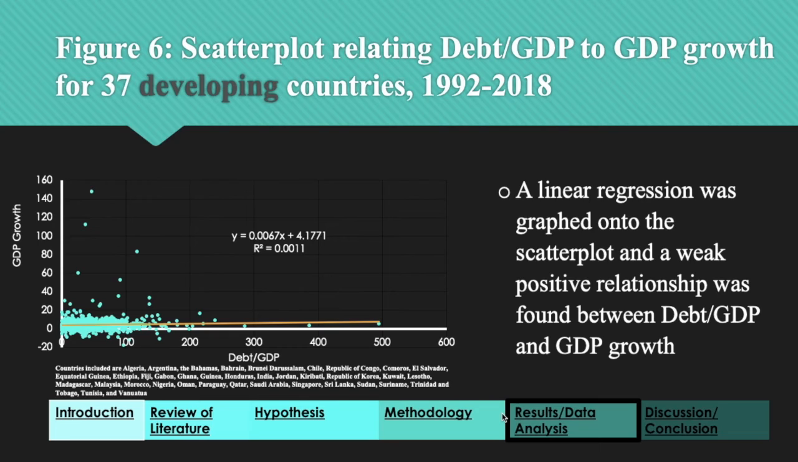Figure 6 is a scatter plot relating debt to GDP growth for selected developing countries. A linear regression was graphed on the plot, and a weak positive relationship was found between debt to GDP and GDP growth.